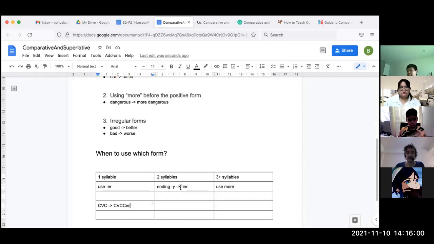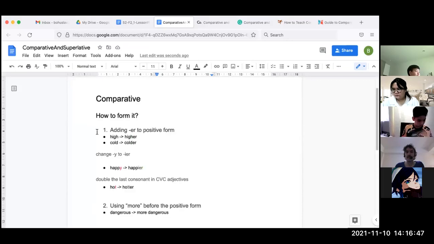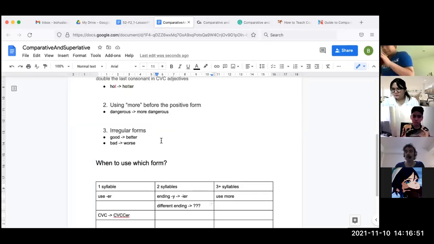But if it has another ending, well, then you actually kind of don't know. And actually, there are some two-syllable adjectives which use the first one, er. There are some which use the second one, more, and there are some which can use both, either one or the second one.